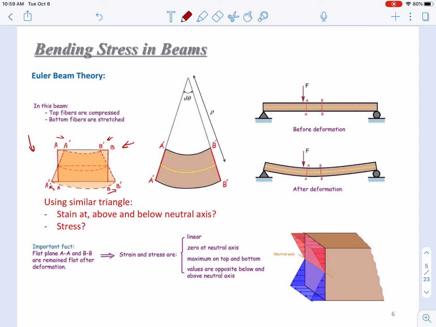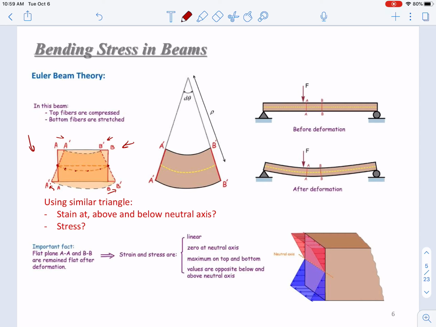How about on the bottom? Since the fiber becomes longer, the strain is positive, so the stress will also be positive. Then do you think there is a point where the stress and the strain are both zero? Of course, when you have a transition from a negative to a positive strain or stress, there must be one point at which the stress and strain are both zero. On AA, that is this point. On BB, that is this point. And on any other planes between A and B, you will have this kind of points.